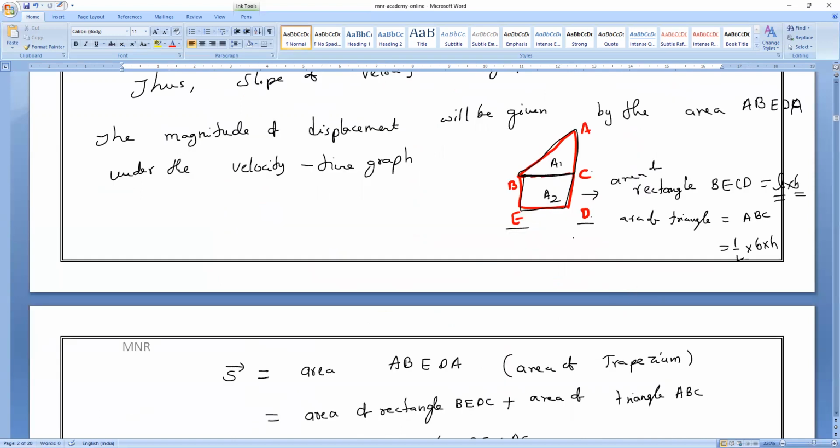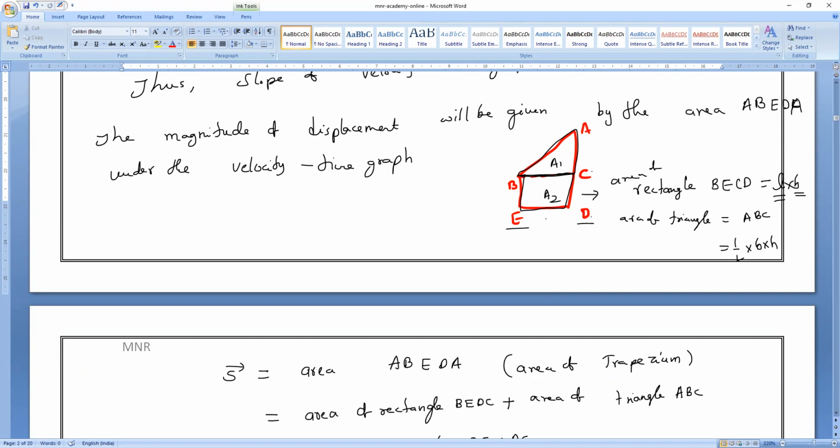Now this trapezium I am separating into two parts. One is a triangle, another one is a rectangle. For example, if you don't know the area of a trapezium, what is the formula? That is why I am taking it into two separate parts. One is the area of a rectangle, another one is the area of a triangle.